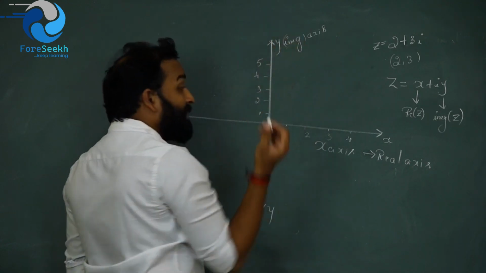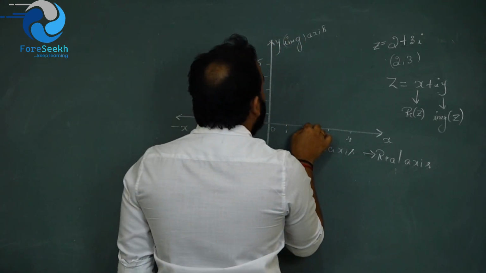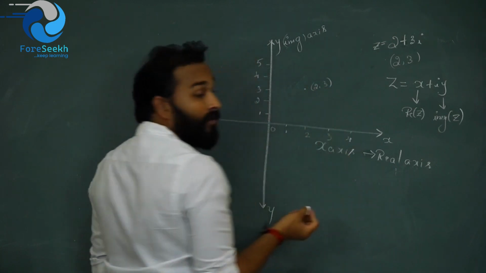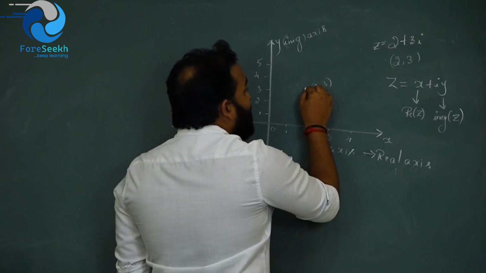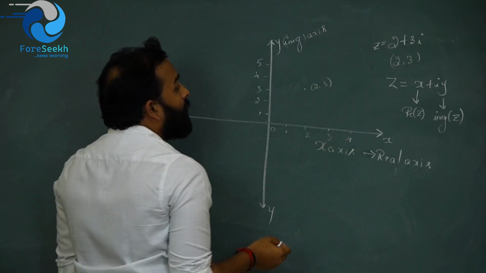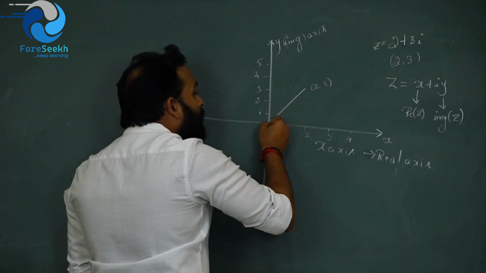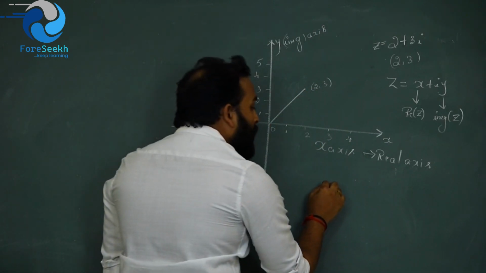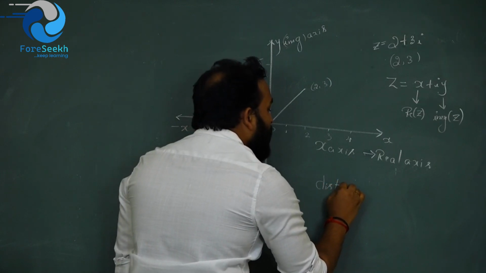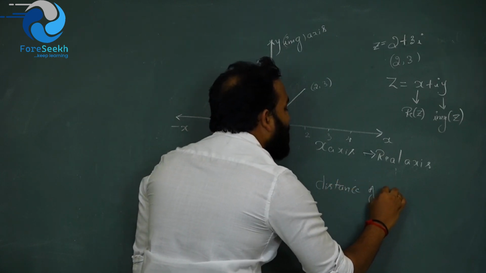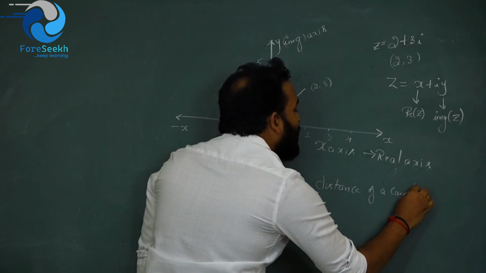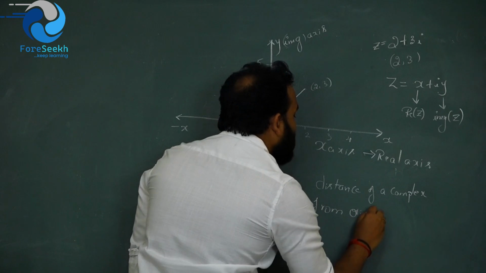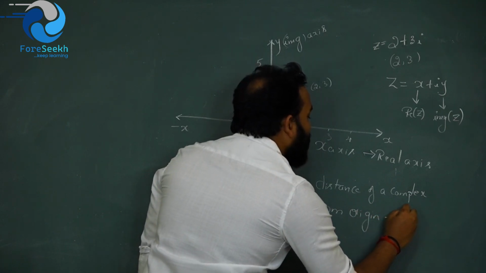So if I'm representing like this, where is 2 comma 3? You have 2 on x-axis, 3 on y-axis. So this point I will take as 2 comma 3. So this represents your complex number. I draw a line from the origin. What is this? This line represents, always remember, the distance of the complex number from the origin. Distance of a complex number from the origin is always what? This is nothing but your modulus of z.